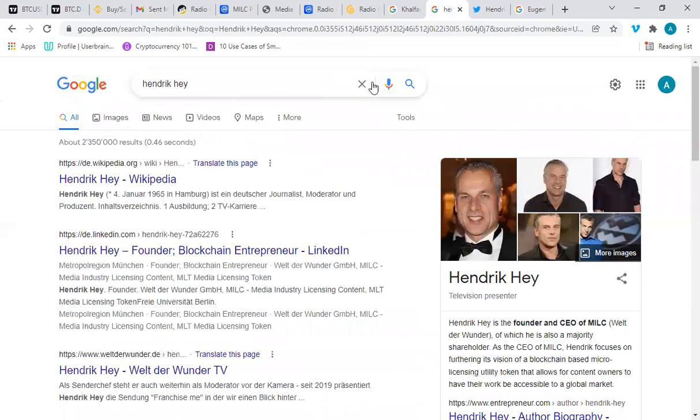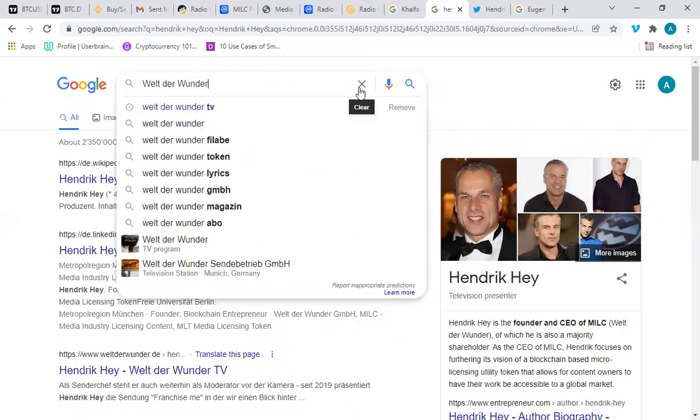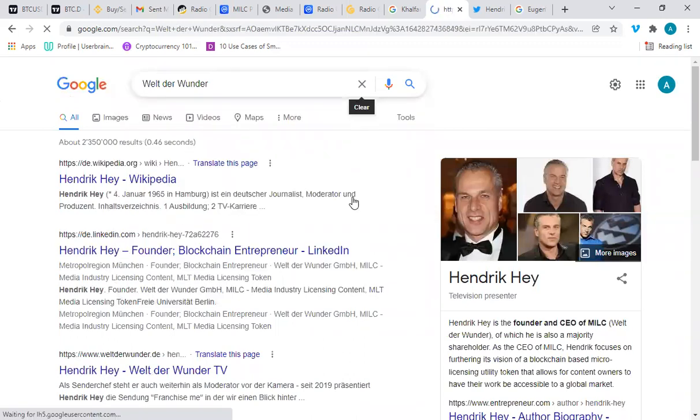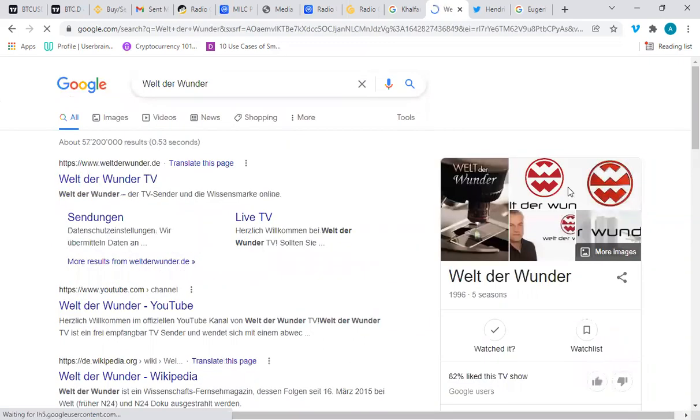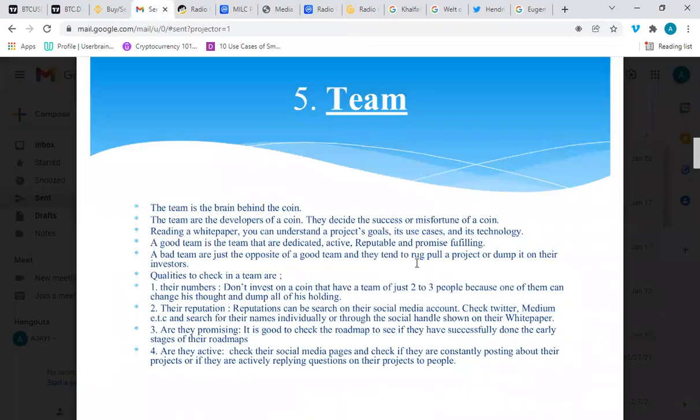I can also search it. You can see Wealth That Wonder TV. It's a TV in Germany. Even if you read the white paper, you get to know more about how the coin is. So please, these are other factors you need to take note of. Are they promising in their team? It's good to check the roadmap, to see if they have successfully done the early stage.